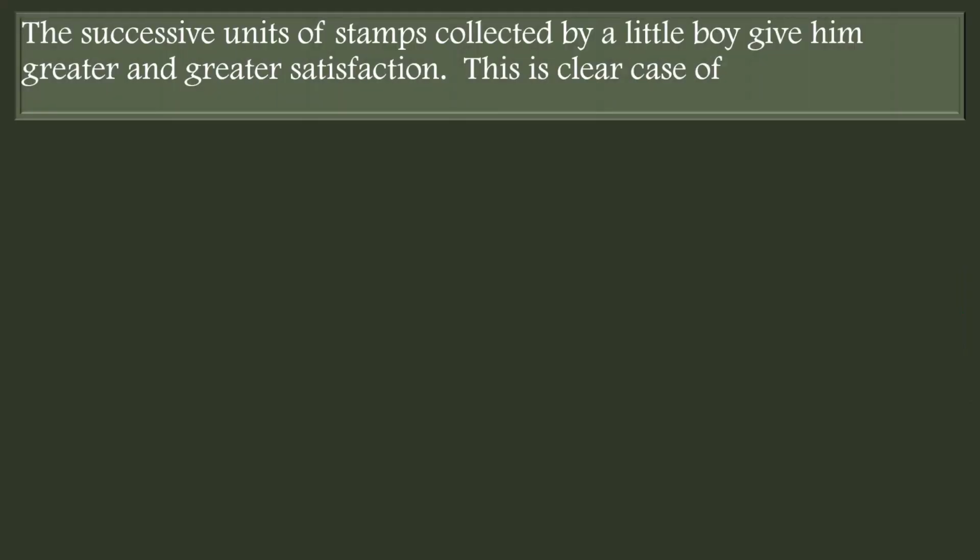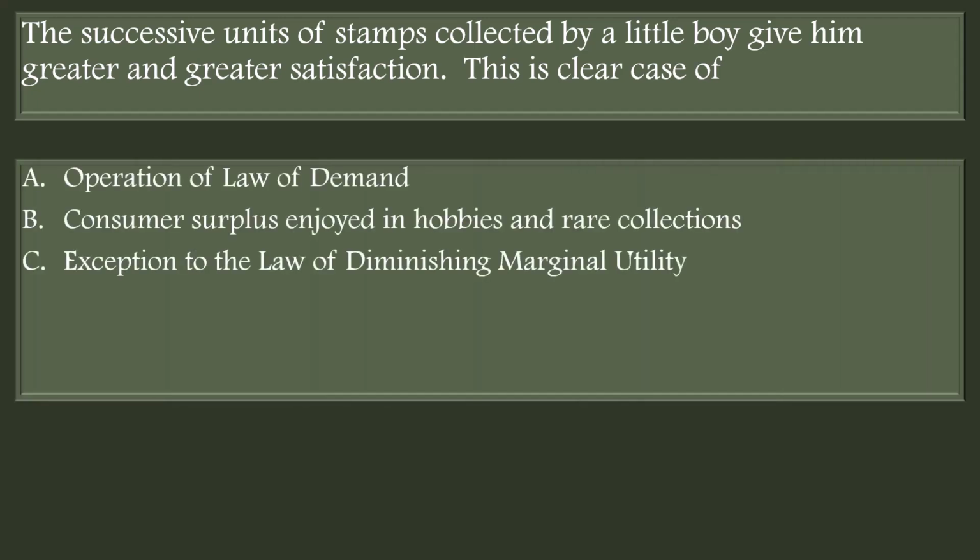Ninth question. The successive units of stamps collected by a little boy give him greater and greater satisfaction. This is a clear case of, options. A. Operation of law of demand. B. Consumers' surplus enjoyed in hobbies and rare collections. C. Exception to the law of diminishing marginal utility. D. None of the above.